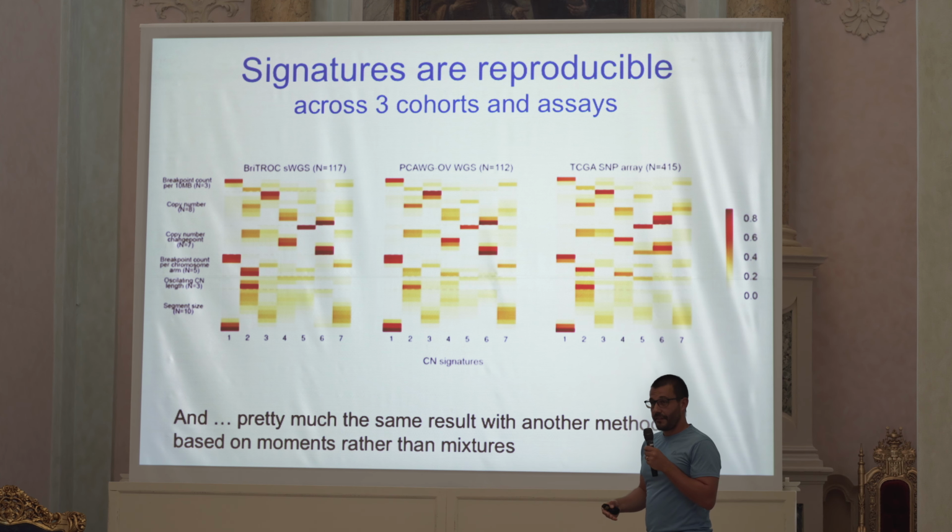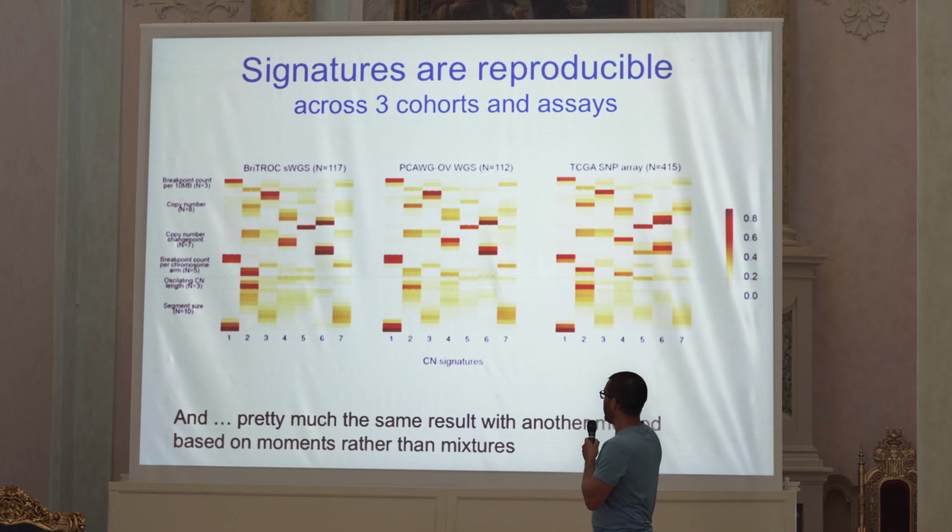Our signatures are very reproducible. When we did it, this is our shallow whole genome sequencing. We did the pan-cancer ovarian data set, which was whole genome sequencing, and the TCGA SNP data, and look at these matrices. I mean, they look pretty much the same.